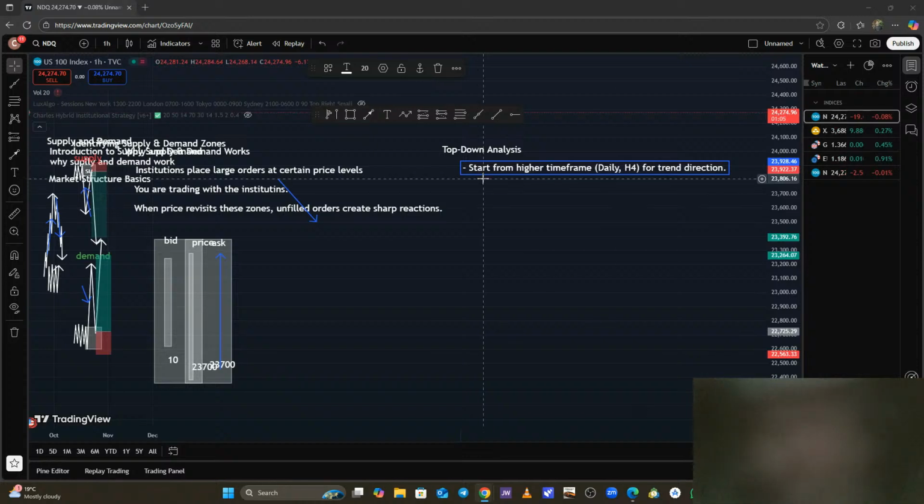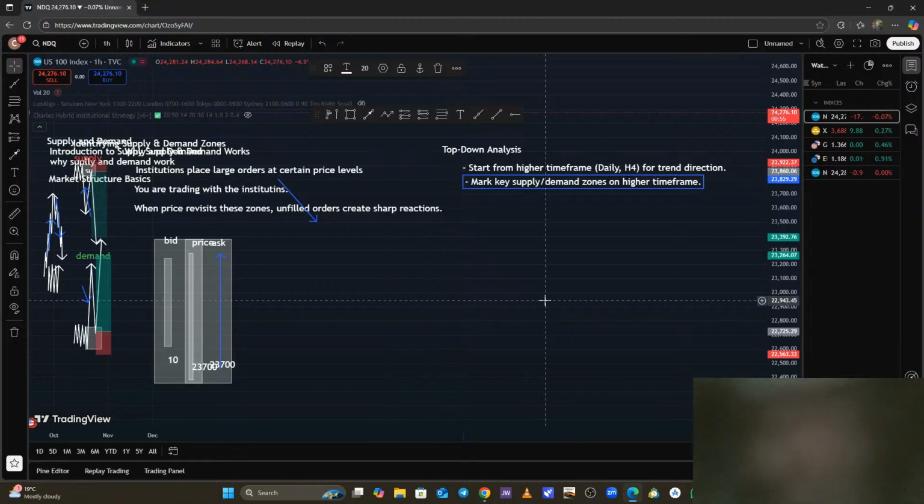Number two, the second thing you need to do is mark your supply and demand zones on these higher time frames. So mark key supply and demand zones on higher time frames. Why do we mark supply and demand on the higher time frames? When price comes back to higher time frame zones, they are more likely to react, unlike the lower time frames. So the higher time frames are much safer.